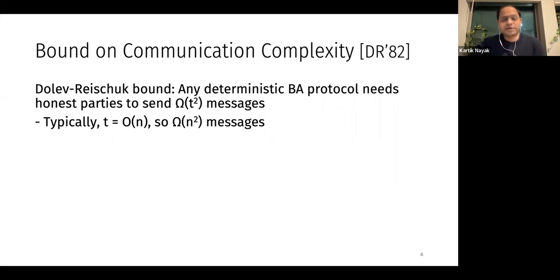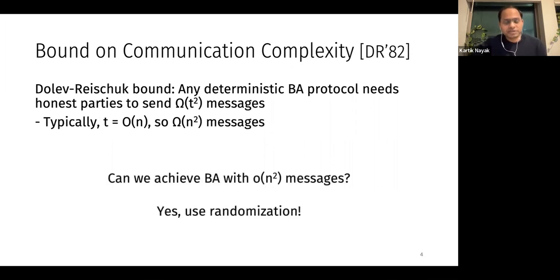So does this mean we cannot do better? Turns out we can. And the keyword that we're looking for over here is deterministic. So the bound applies for deterministic protocols. If we use randomization instead, we can actually have a protocol with a subquadratic number of messages.